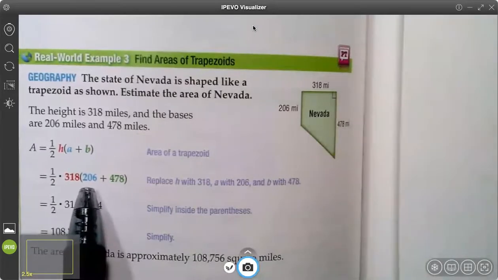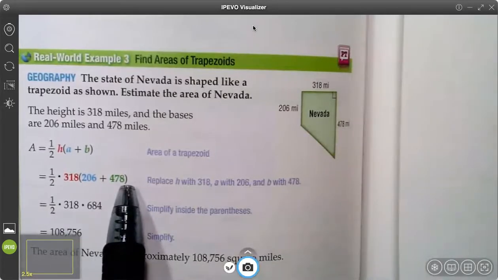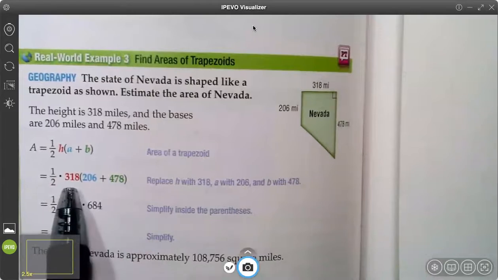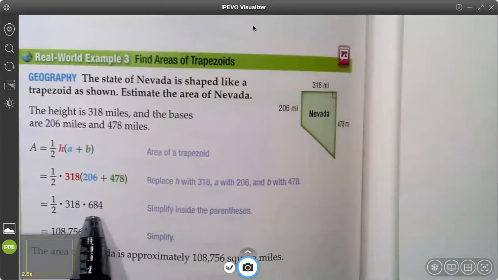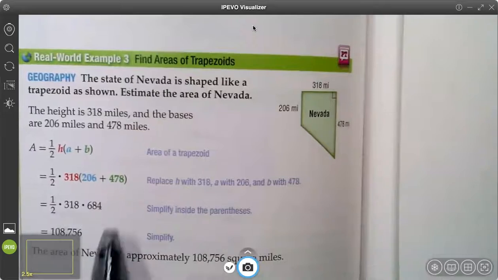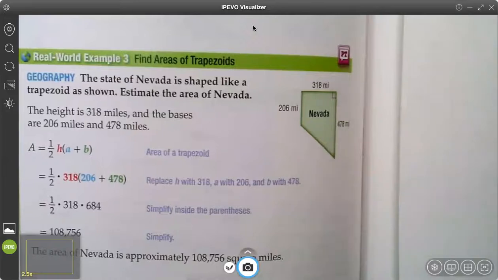So the two bases we plug in for base 1 and base 2. The height we plug in for height. We have to do what's in parentheses first. 206 plus 478 is 684. Then you can multiply those three together and get your answer. In this case, the answer is 108,756 square miles. Let's try one with some smaller numbers.